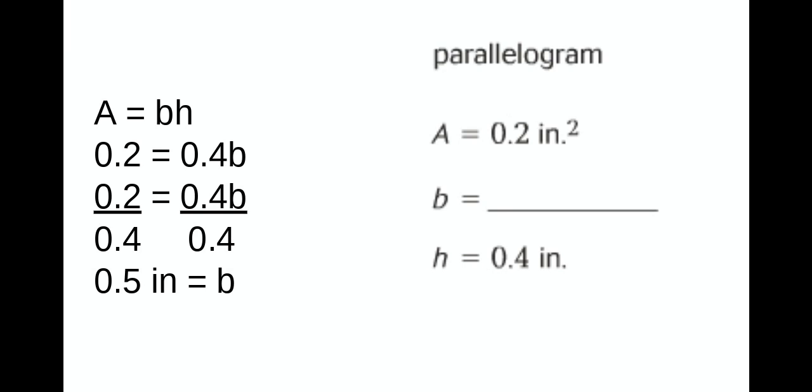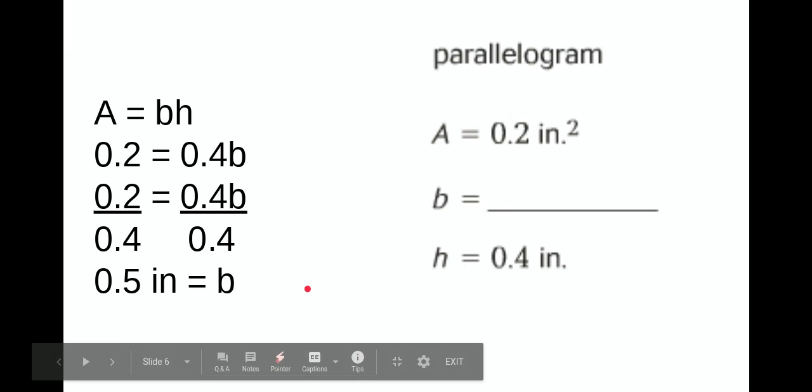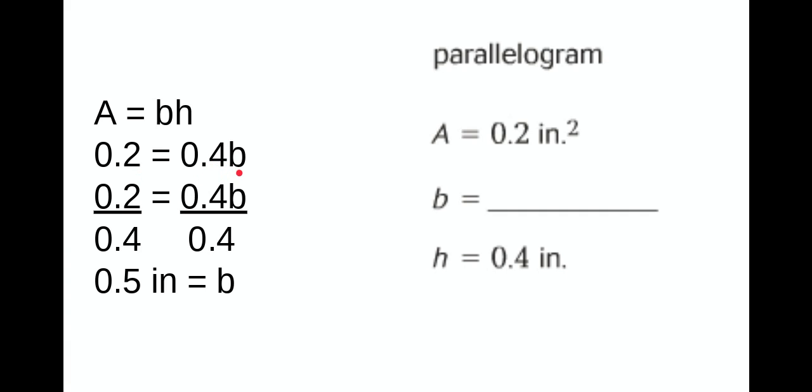This time we don't know the base. So the only difference here is we're putting our area in for that capital A. For the height and the base, we're just going to switch that order around because we want it to be coefficient first and variable second. So it's going to be 0.4b. And that's really the only difference. You're going to divide both sides by 4/10. That gives you 5/10 inches.